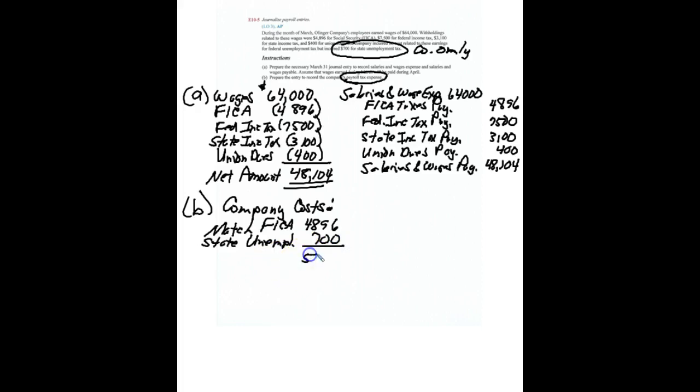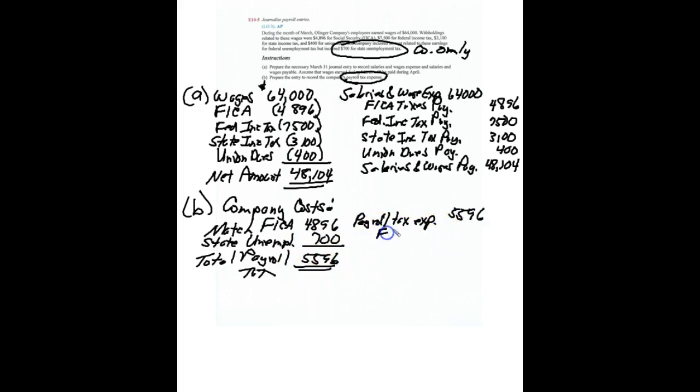Okay, so $55.96 is the total payroll tax for the employer. Total payroll tax for the employer. So if we look at this, we're going to have payroll tax expense. I'm going to abbreviate expense, EXP, to shortcut that. And that's going to be the $55.96. So total payroll tax expense is $55.96.